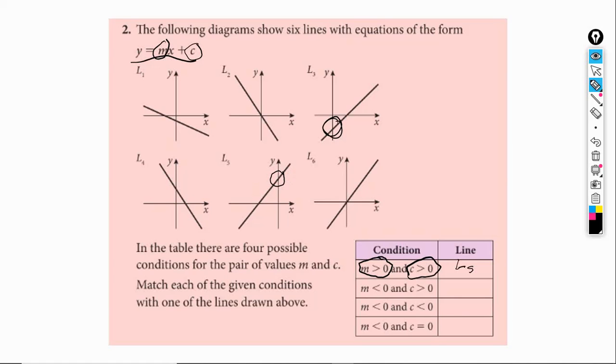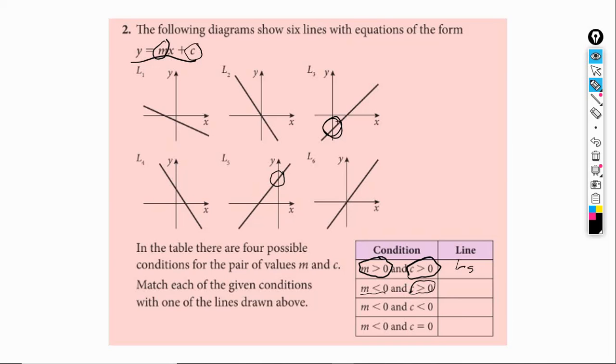Let's look at the conditions for the second case. M less than 0, so a negative slope, and c greater than 0, so a positive y-intercept. So let's look for the negative slopes with a positive y-intercept.